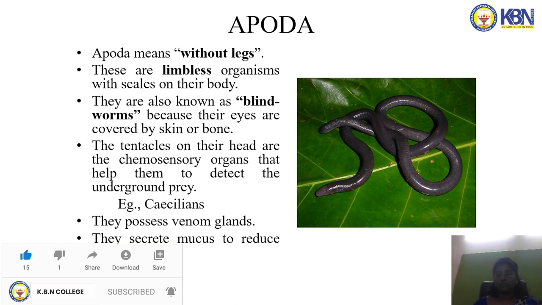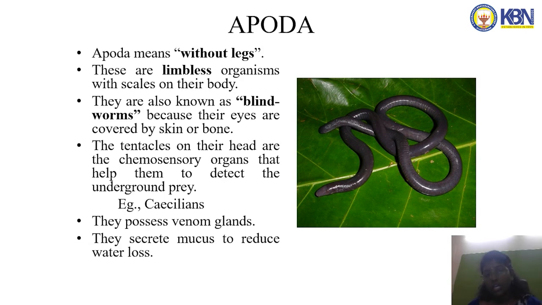Apoda, which means without legs. Poda means the walking legs, and apoda means without legs. The organisms without legs are called apoda. These are limbless organisms. In the class of apoda, we can observe that they do not have limbs. So these are called limbless organisms.